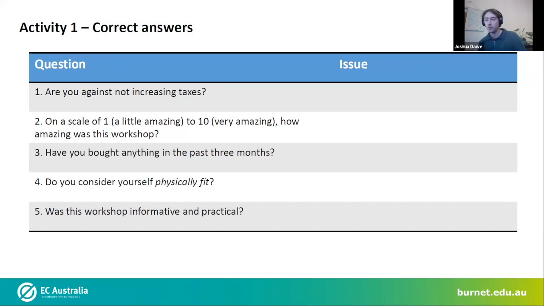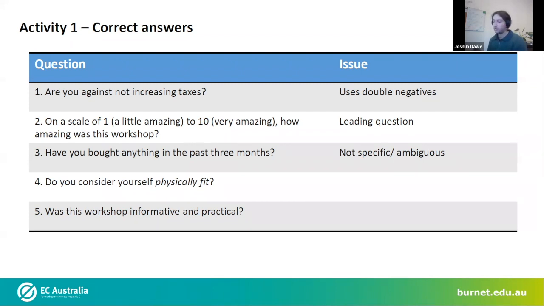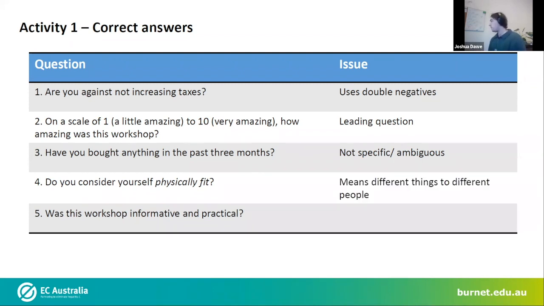Okay, pretty intuitive how to do that activity. I'll just quickly go through the answers. "Are you not against increasing taxes?" is a double negative. Number 2 was a leading question. Number 3 was not specific. "Have you bought anything?" isn't referring to anything in particular. "Physically fit" can mean different things to different people. And "informative and practical" is asking 2 things.